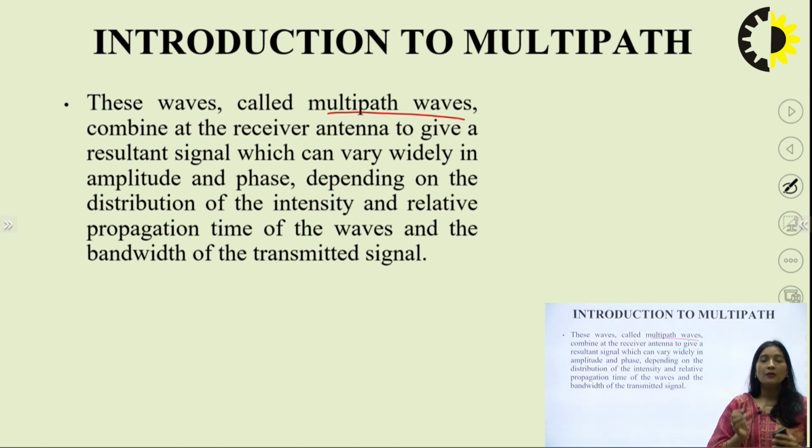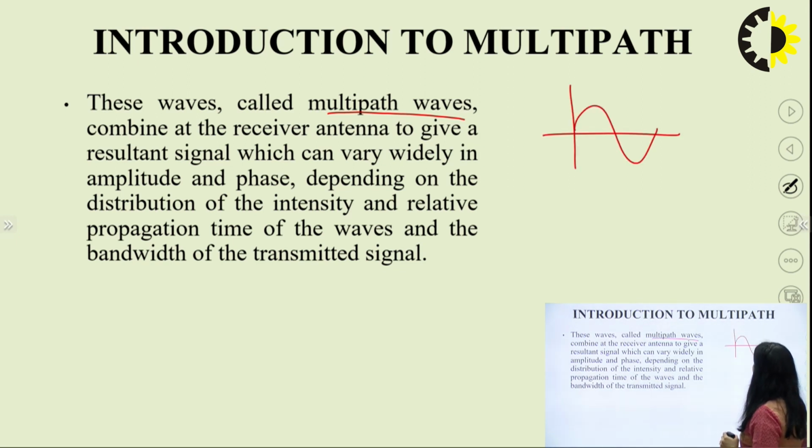Multipath wave means that because of reflection, diffraction and scattering from smaller objects, high-rise buildings, and small hills, your wave which is transmitted from one point is received at the receiver at different times, and affected by different fadings. So these waves which we receive at the receiver in a time delayed form are known as multipath.